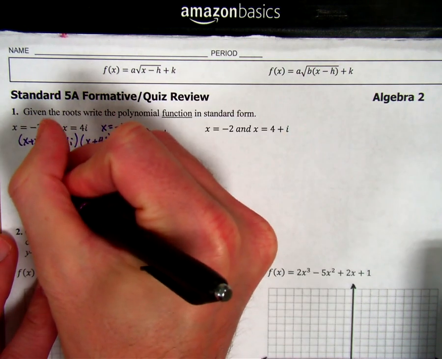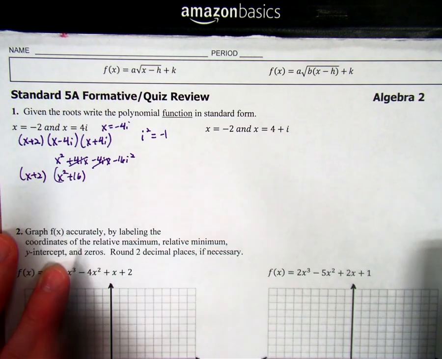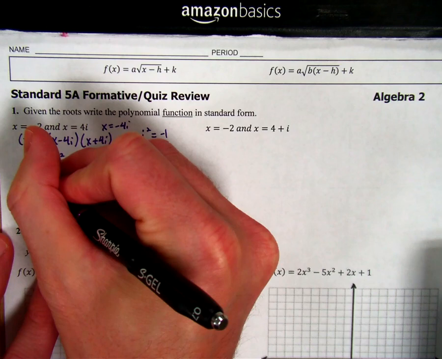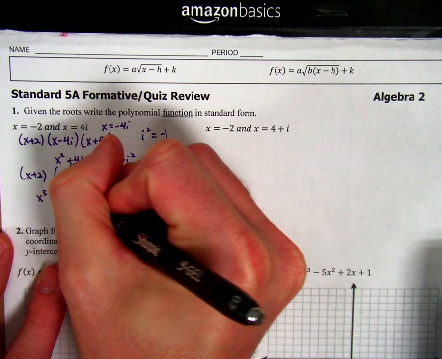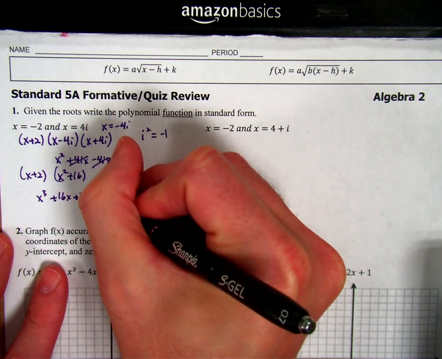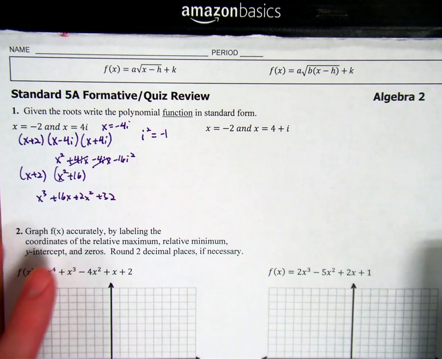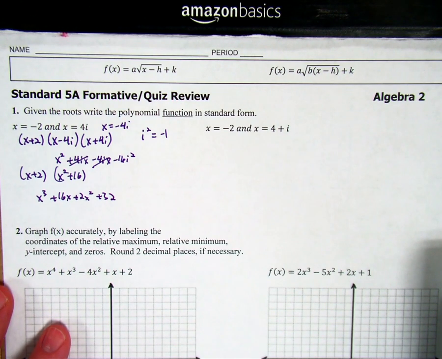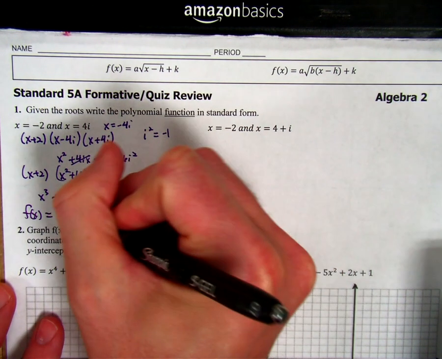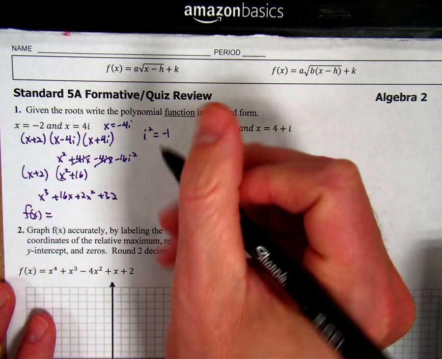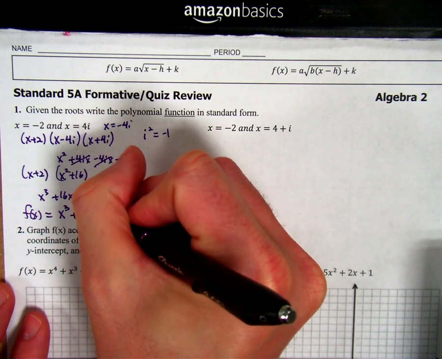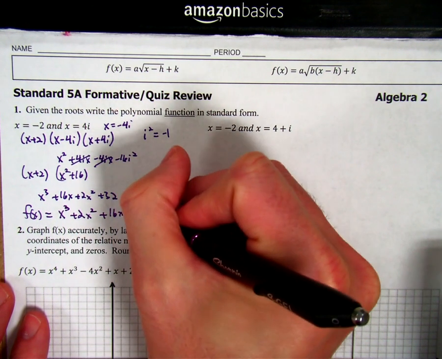And now I'm going to bring down the x plus 2, and we'll multiply those together. x times x squared will be x to the third, plus 16x, plus 2x squared, plus 32. And for our final answer, we'll rearrange, and don't forget to put f of x equals, and rearrange and put it in terms of the correct order, the biggest exponent down to the smallest. x to the third plus 2x squared plus 16x plus 32.